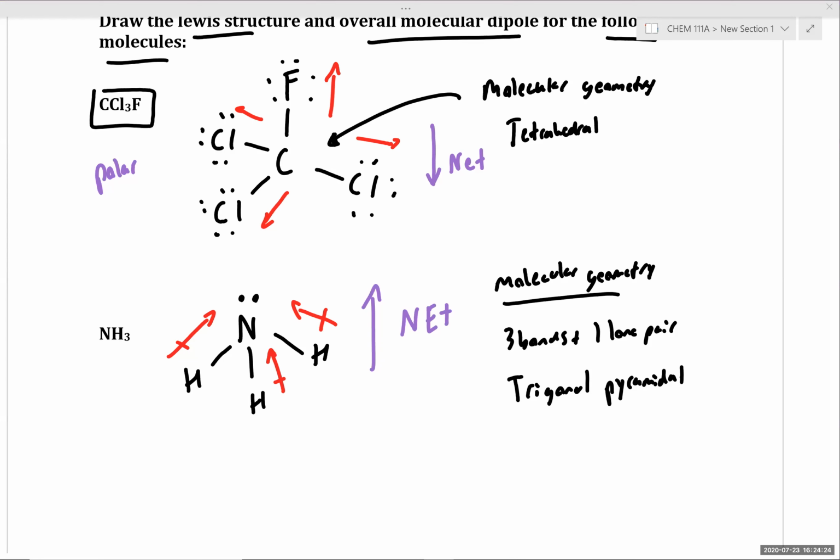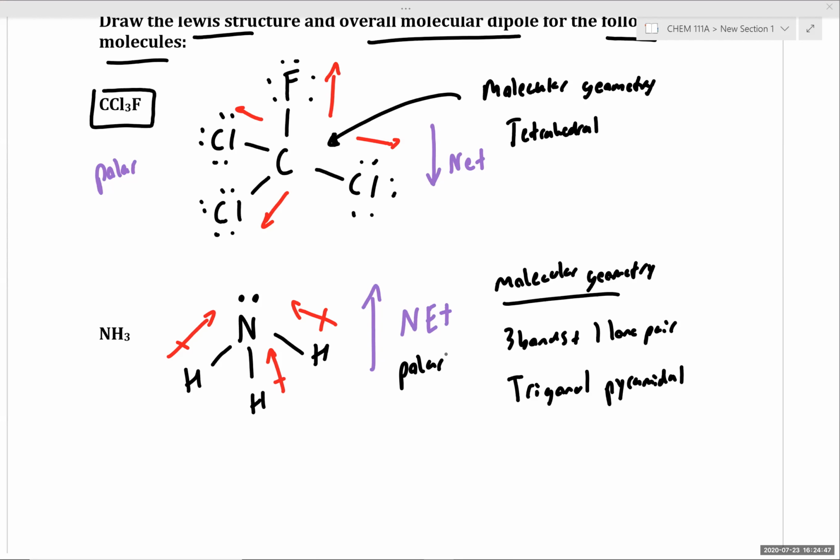No. It's polar regardless. As long as there is a net dipole, it will be polar. If there's no net dipole and your dipoles cancel, then it's nonpolar. Does that make sense? So the direction doesn't matter, just the fact the dipole exists.